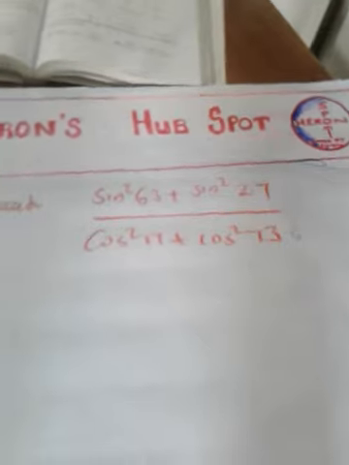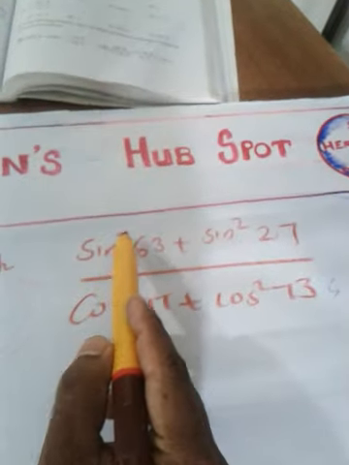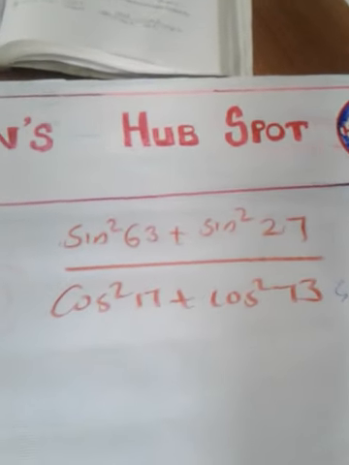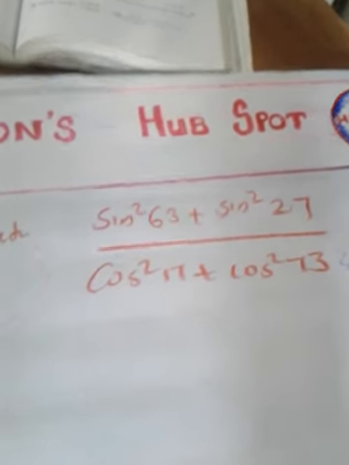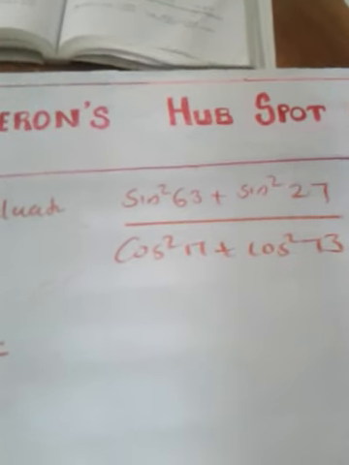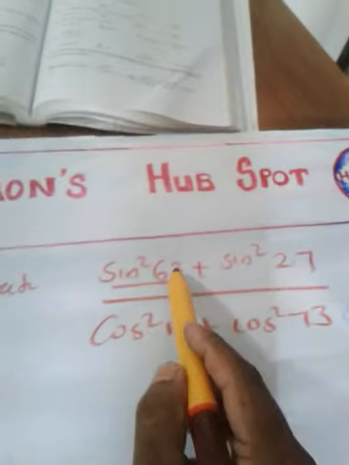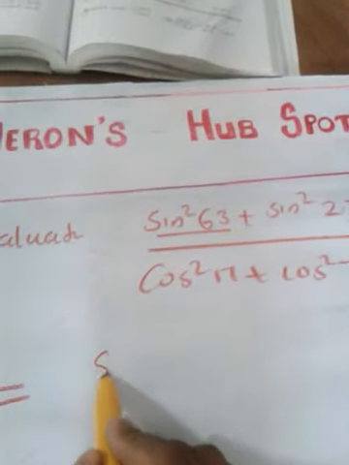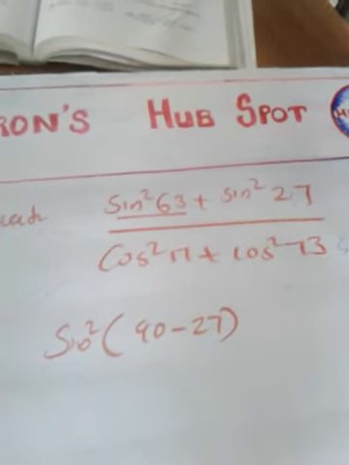This is almost a similar question, but the only difference is that here the square came. In complementary angles, we were not dealing with squares, only the ratio. But here the square of the ratio came, no problem. Let us apply the same method which we used in complementary angles. That means sine square 63. We found that 63 plus 27 is 90. So instead of sine square 63, what can you write? Sine square of 90 minus 27. You may understand why.